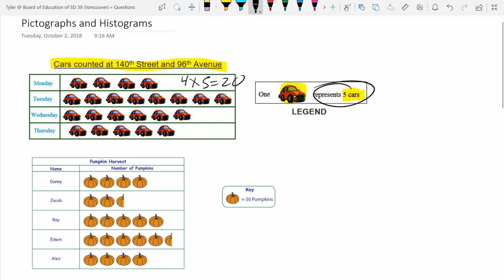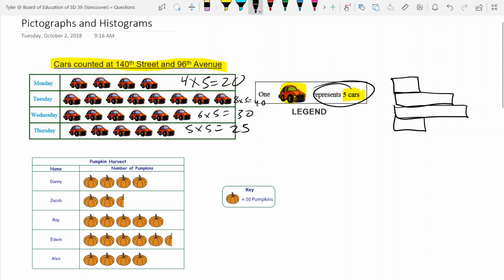For this one, there were 8 cars, so 8 times 5, 40 cars. 6 times 5, 30 cars. And this was 25, 5 times 5. Okay. Basically, they're just like a bar graph. They show different sizes. Usually they're horizontal like this, we're saying. They show different amounts. A pictograph looks a little nicer because instead of just having bars, you have pictures of cars. You can see it's about cars because it's a picture of a car.